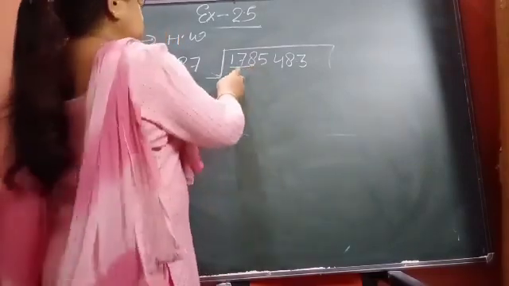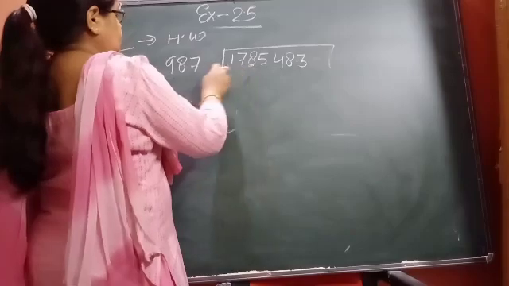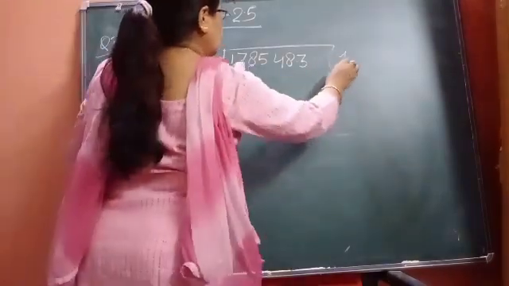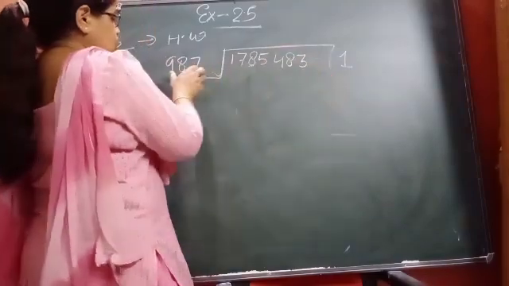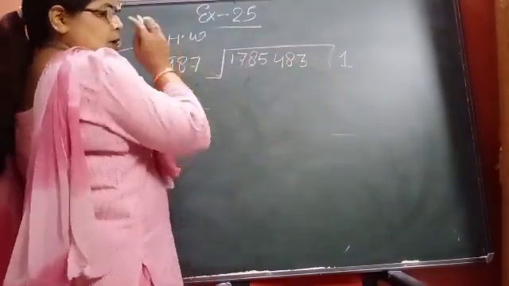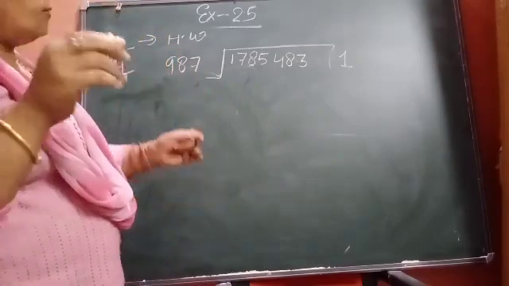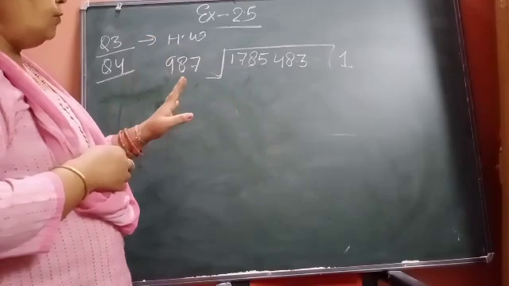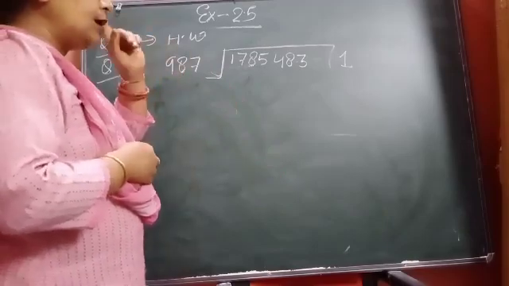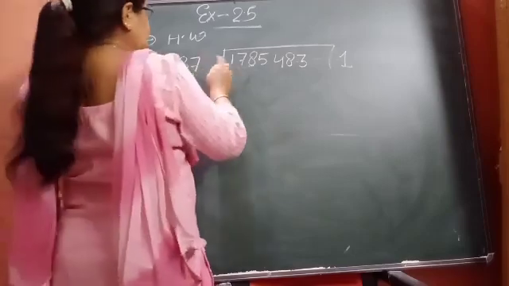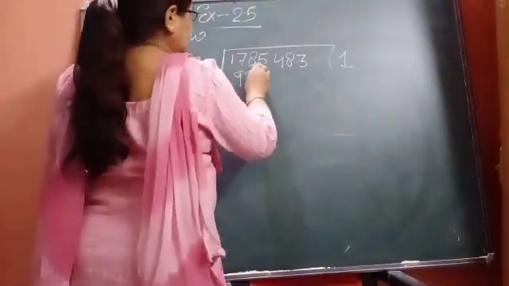Now see, 9 2s are 18. It will become greater than this, so 1 will go. Otherwise, what I taught you, you will make the table of this number on the right hand side column, and in this way it will be very easy to perform division. I am doing it directly myself, but you people will not do it directly. Okay. Now see, 1 times 987.